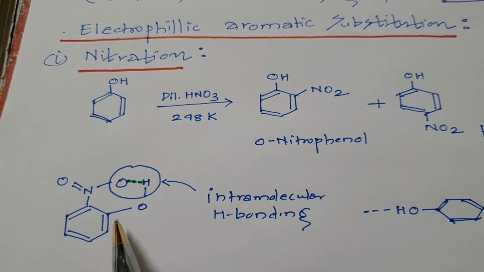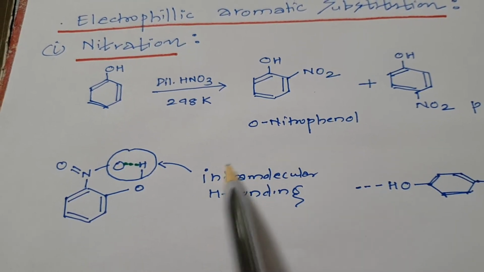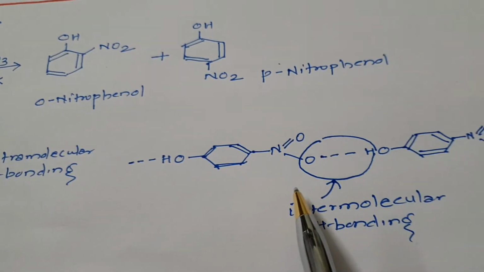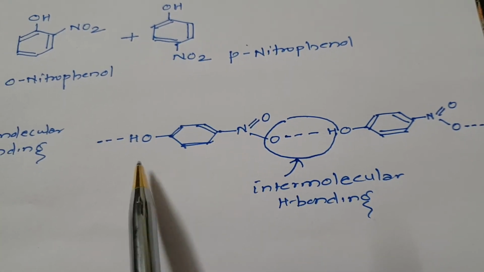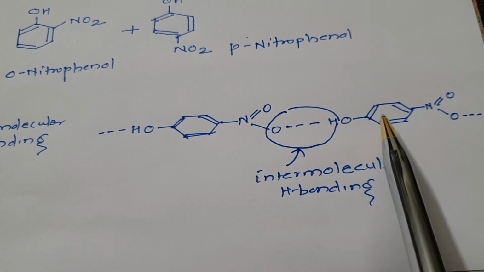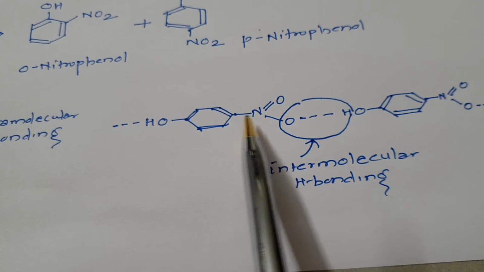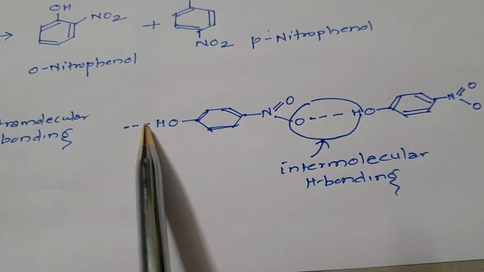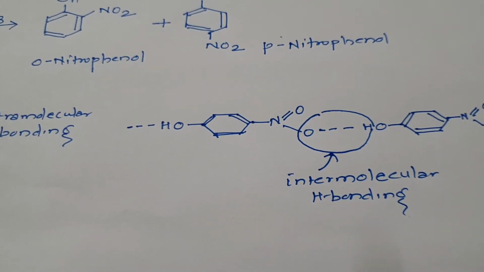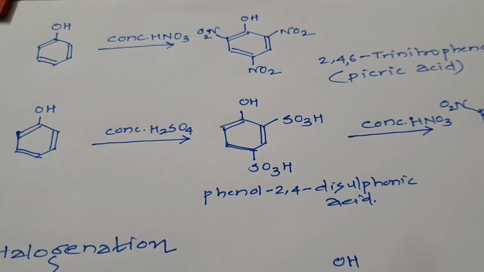In the case of your ortho product, intramolecular hydrogen bonding is observed, whereas intermolecular hydrogen bonding is observed in the case of the para product. Look at it, this is hydrogen of one molecule and this is oxygen of the other molecule, because the two are spaced out. So you find intermolecular hydrogen bonding in the case of paranitrophenol.